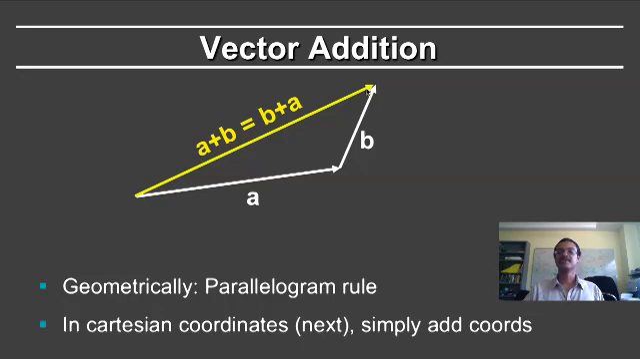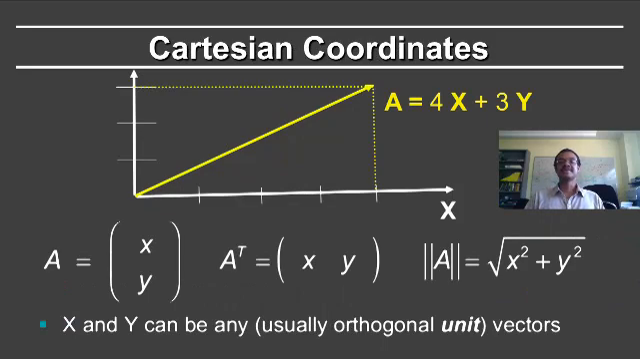Vector addition is commutative, so a plus b is equal to b plus a. And if you're not very much into parallelograms, then we can consider it as simply adding coordinates in Cartesian components. So let's consider Cartesian coordinates, your familiar x and y coordinates. I've shown the x-axis and the y-axis.